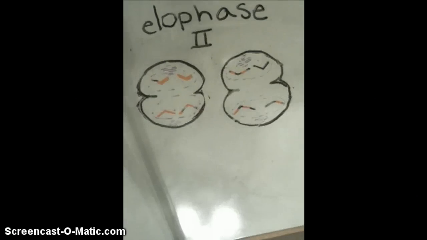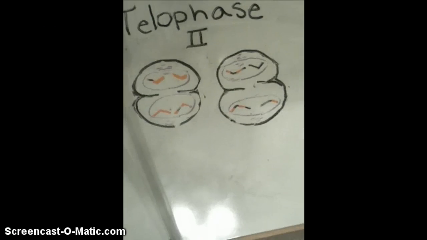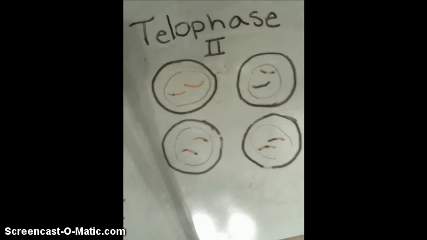In the final stage of meiosis, telophase 2, the nuclear membranes reform and the cytoplasm splits once again during cytokinesis. The final product of meiosis is 4 genetically varied haploid gametes.